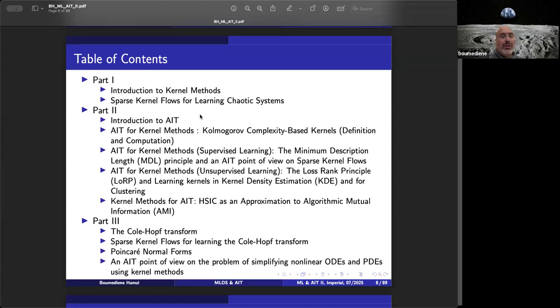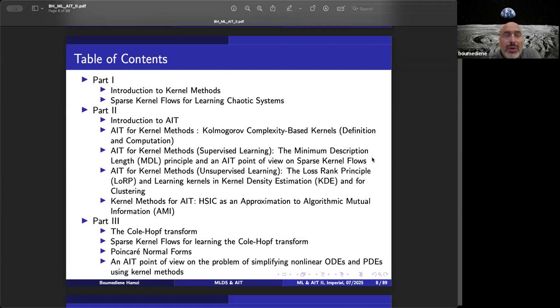And then we'll talk about links between AIT and machine learning from the point of view of kernel methods. So we'll look at AIT for kernel methods and introduce Kolmogorov complexity-based kernels. And then we'll talk about the minimum description length and how it can be used to reformulate sparse kernel flows, and how sparse kernel flows end up being the natural way to learn kernels.